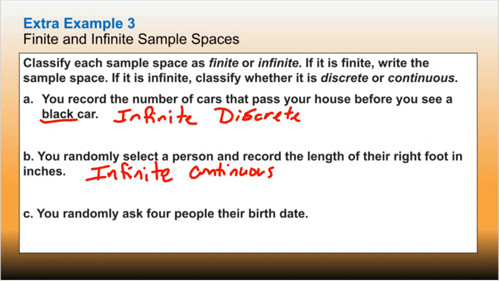Letter C, you randomly ask 4 people their birth dates. So there is a limit. There's just 4 people, and then whatever their birth date would be. So we would say this would be finite, because you're not going until you get to a certain date. There's a specific amount in there.